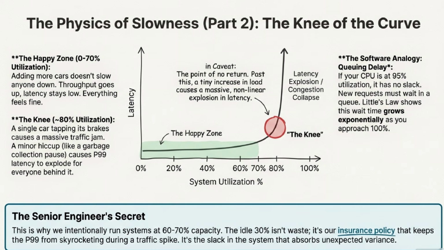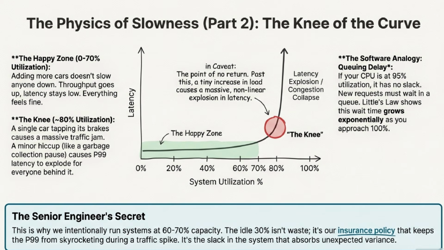If your CPU is at 95% utilization, it doesn't have the slack to handle a sudden burst of requests. Every new request has to sit in a queue, waiting for its turn. And as we saw in the last video with Little's Law, the wait time in that queue grows exponentially as you approach 100% utilization. This is why in a FANG environment, we almost never run our systems at 100% capacity.